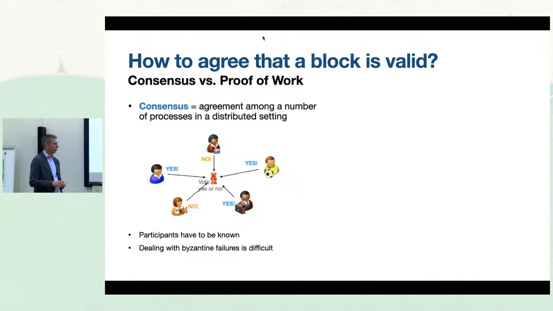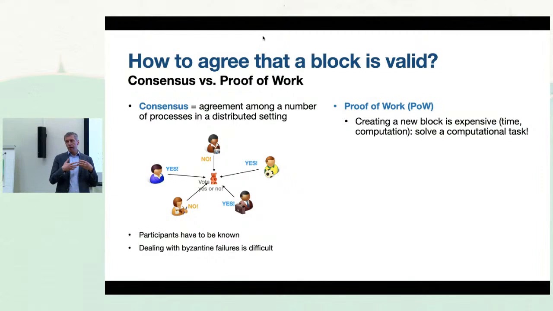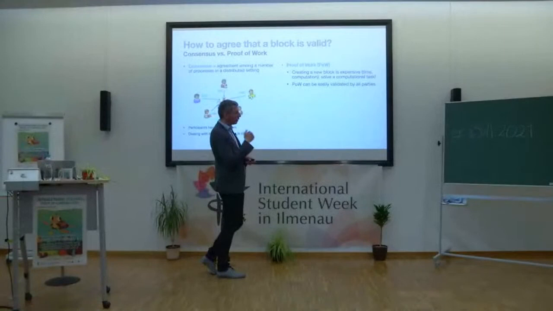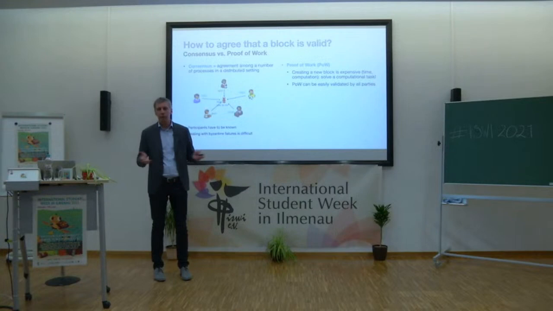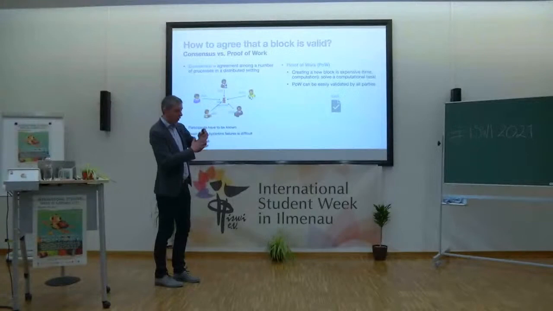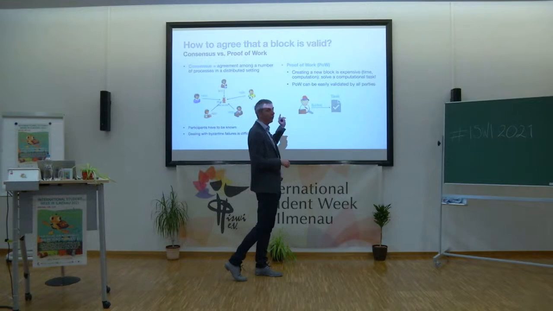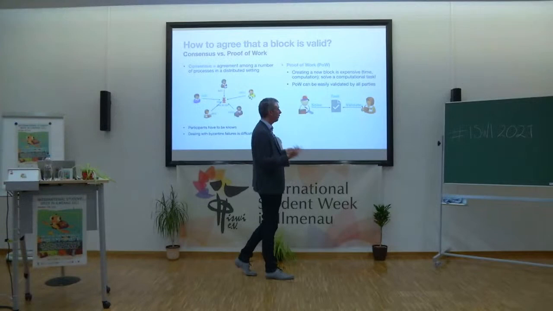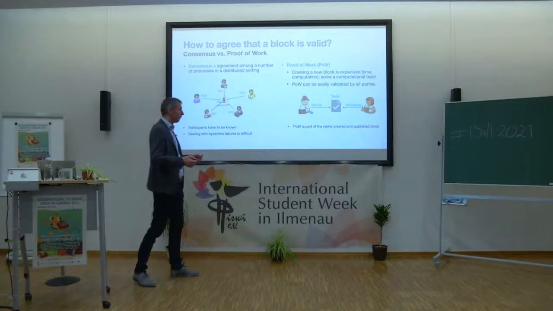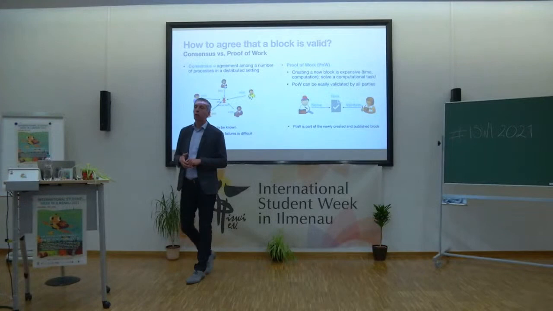So what they do is a so-called proof of work, or POW. The idea is that creating a new block, which is needed to extend this chain, should be expensive in time and computation. This can be done simply by requiring the solution of a computational task. On the other hand, this task can be validated very simply. You just check it, and it takes just a few instructions or a few seconds. So you have a task, something to calculate, and whoever wants to create a new block has to solve this computational task, and then all other participants, all other nodes, can just validate it. To make this safe, this proof of work is part of the newly created and published block. So if you receive a block, you can check if this proof of work is valid, and that means this block is valid.